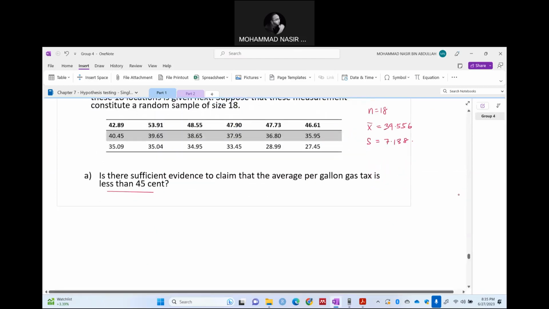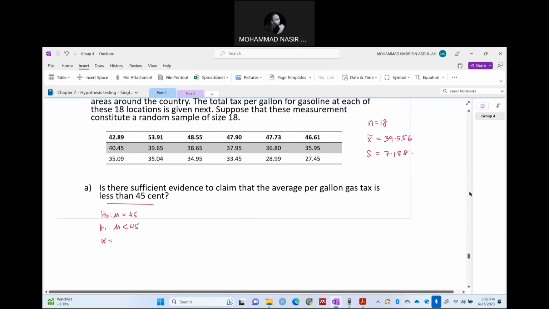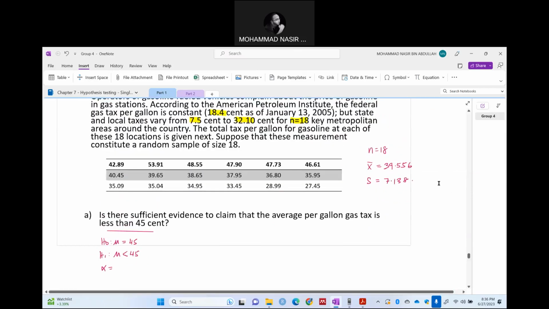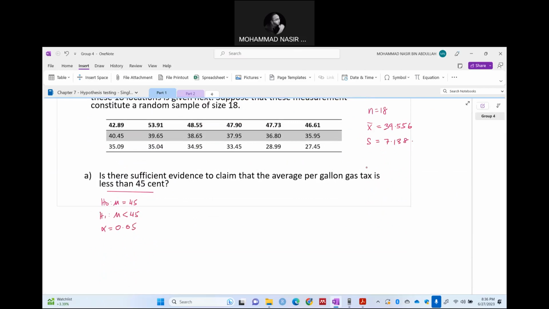Right. So null hypothesis mu is equal to 45. Alternative hypothesis mu is less than 45. Right. Alpha equal to, if the value of alpha is not stated in the statement, we will assume alpha equal to 0.05. I always remember.